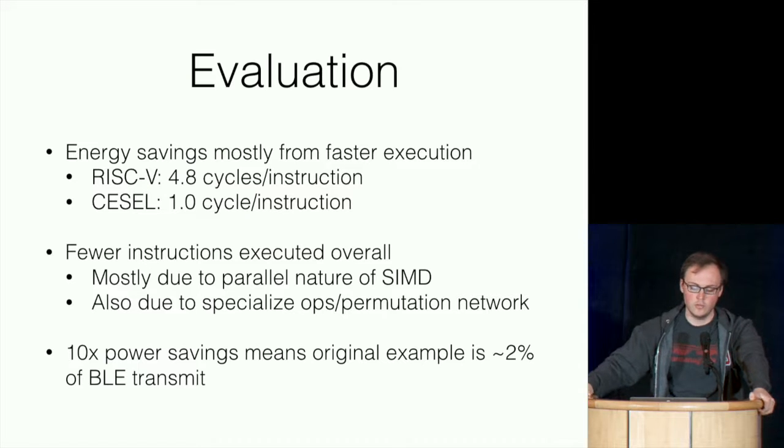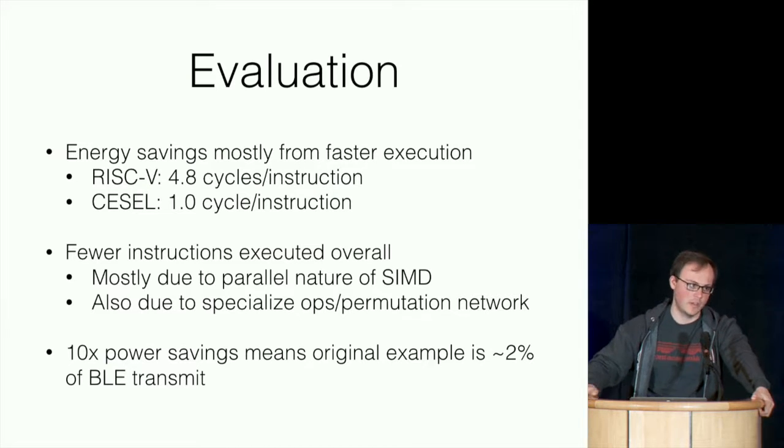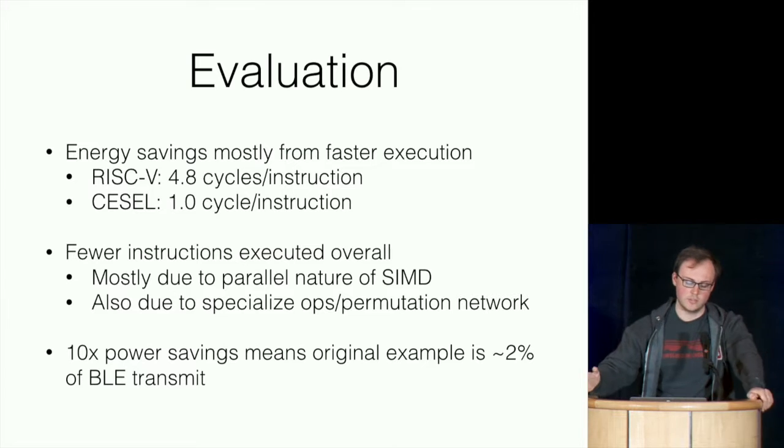Additionally, we also use fewer instructions overall, and this is mostly due to the parallel nature of SIMD. We're able to take advantage of the inherent parallelism in many ciphers, and we also are able to take advantage of the specialized operations that we have in our architecture. So this about 10x power savings over the naive implementation means that we're able to take the original example to about 1 or 2% of overall power consumption instead of maybe about 17%.